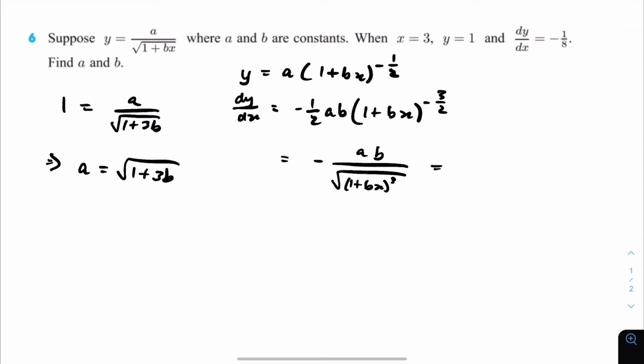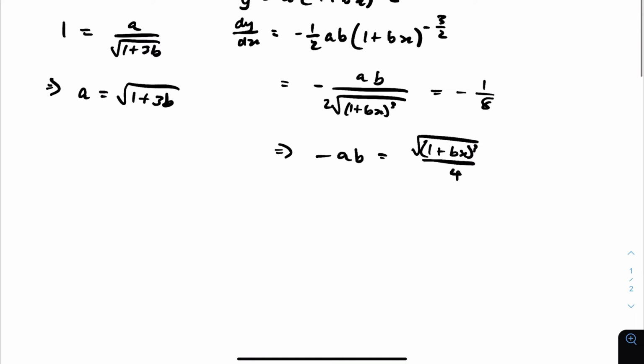And we know that this is equal to negative 1 over 8. Sorry, I forgot to add the 2 there because it's right there. Now when we multiply the denominator, we get negative ab is equal to root (1 plus bx) cubed over 4. The 2 and the 8 can be simplified. And when we multiply everything by negative 4, we get 4ab is equal to root (1 plus bx) cubed. Sorry, I also forgot the negative over here. I just added it. Now we can actually substitute our value of a in here.